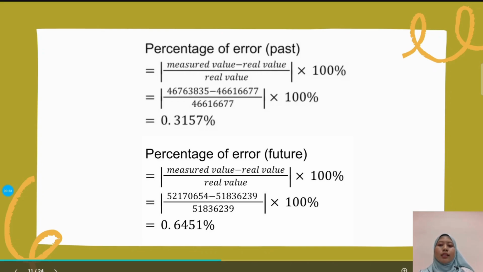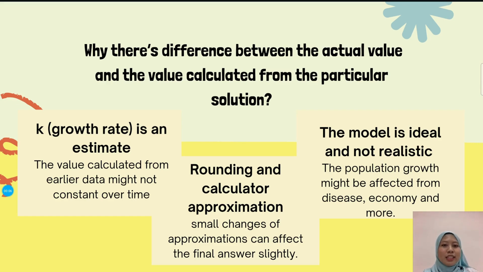For the past, we get 0.3157%, while the percentage of error for the future, we get 0.6451%. What is the difference between the actual value and the value calculated from the particular solution?